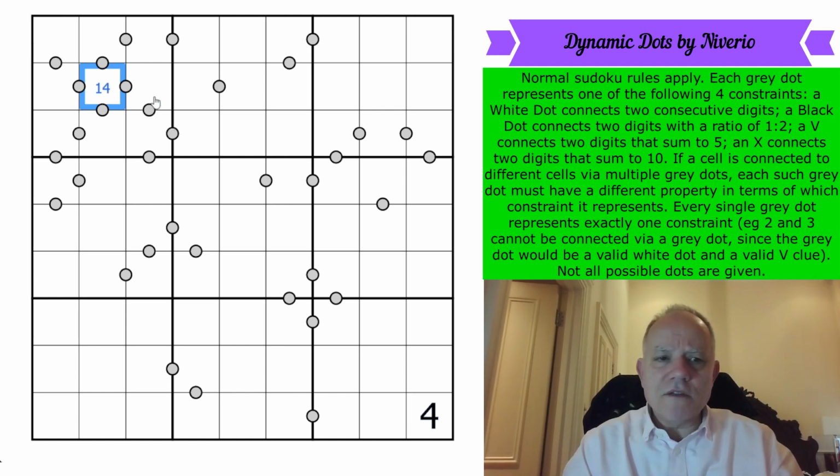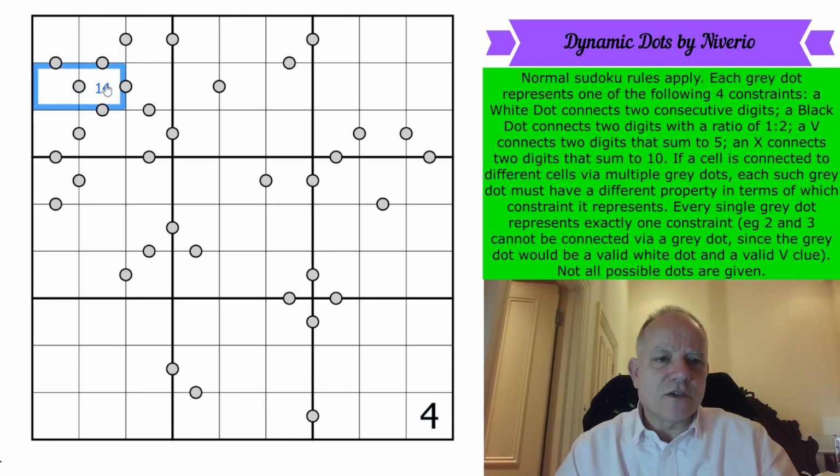So, right, one of these dots connecting to row 2, column 2 is a 1, 4 pair, because it is a V, because there are 4 dots. One of them must be a V, and therefore there's a 1, 4 pair somewhere here, and therefore the central cell is 1 or 4.